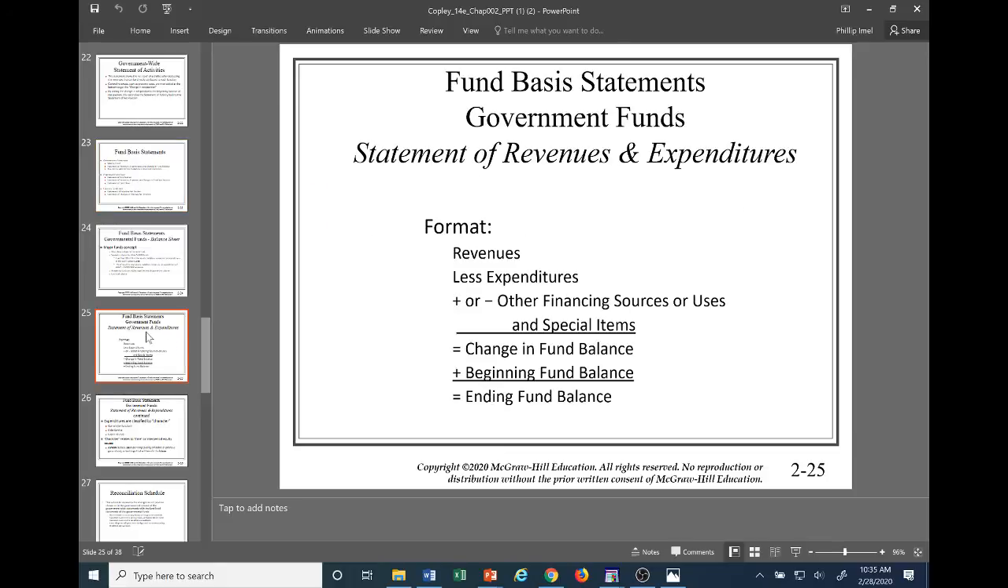Okay, format of the statement of revenues and expenditures. So obviously we see revenues first. How are revenues stated? Revenues are stated by source, because we want to know where the money's coming from. Less expenditures. Expenditures are stated by what? First by character. What are the three characters, then?